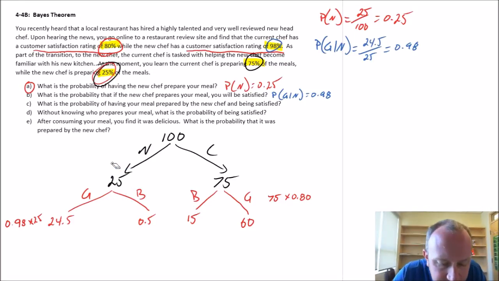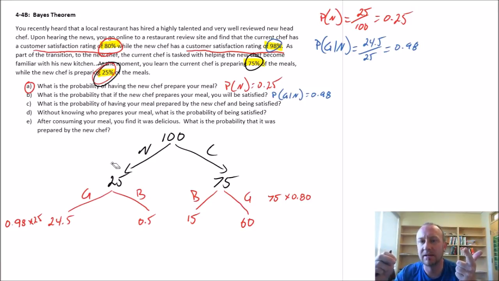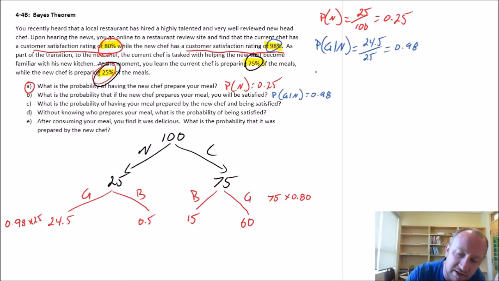Okay, now moving on. What is the probability of having your meal prepared by the new chef and being satisfied? Now I don't know who's producing it, but I want to know the probability of both having it prepared by the new chef and being satisfied, or getting a good meal. So here we're looking at the intersection of these two events. So let's see, let's take some green.